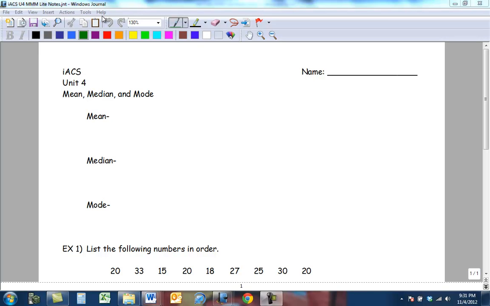But today, what we're going to talk about is mean, median, and mode. We're actually going to spend a couple days on this, but we're going to sketch out the broad strokes today, and then we'll get into some wonkier problems tomorrow.